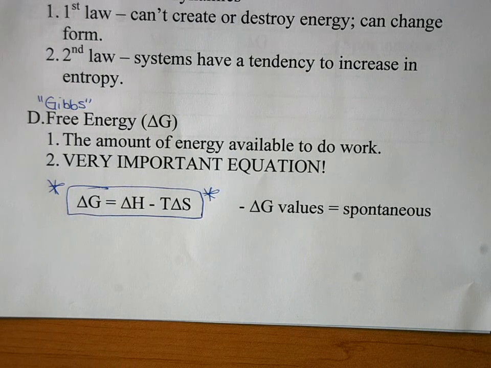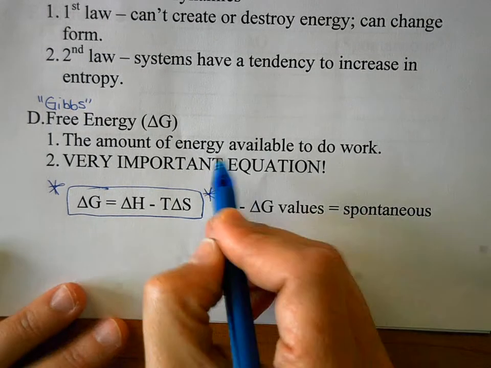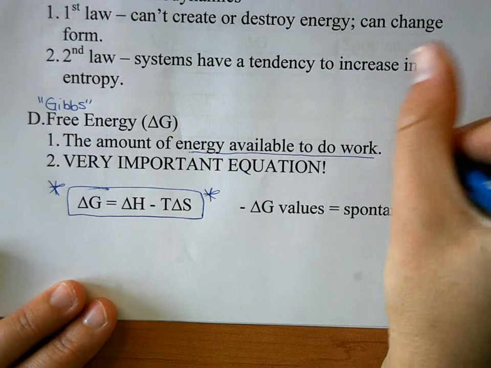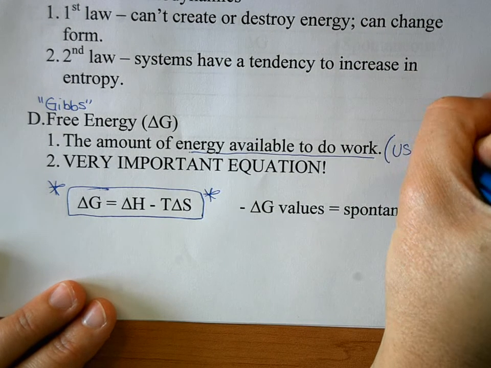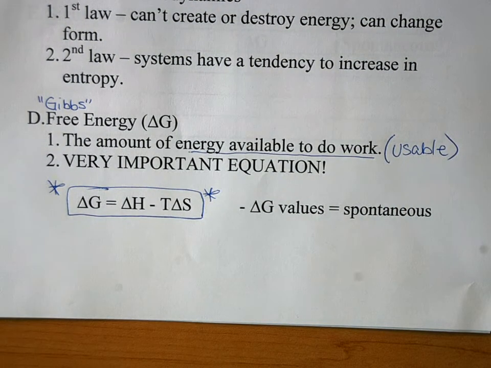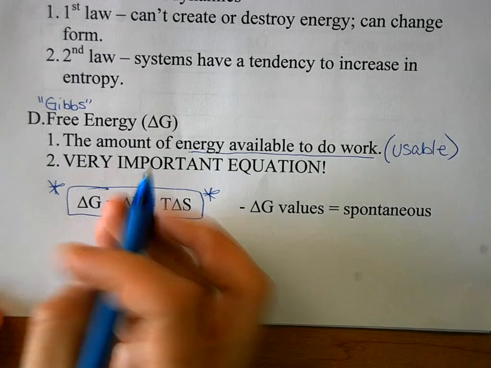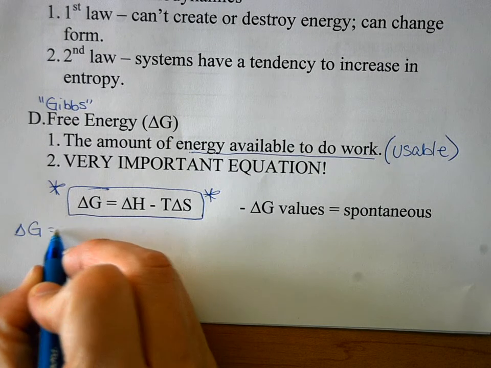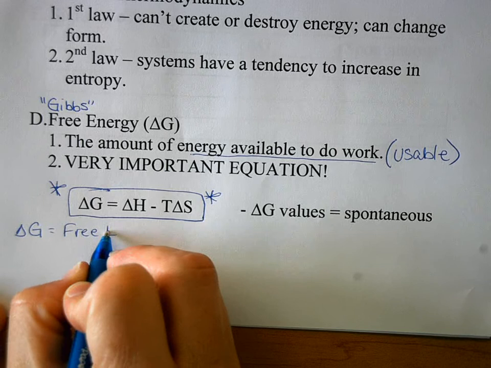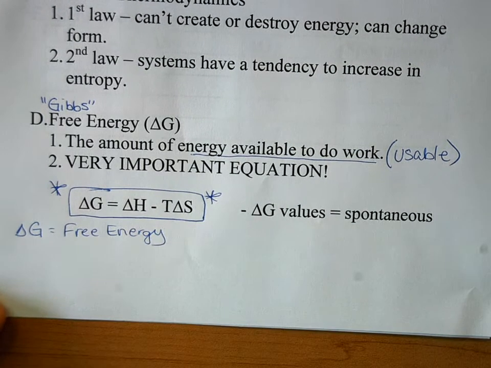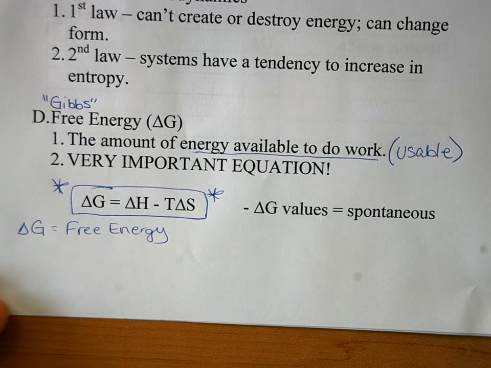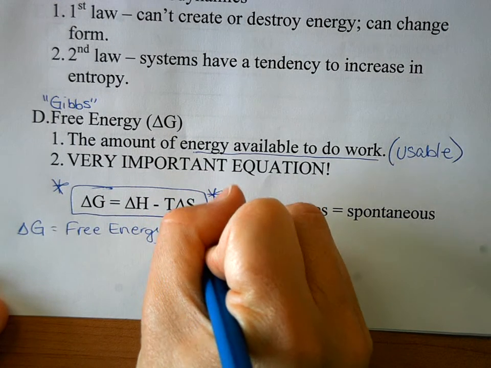Okay, so we've got delta H, delta S. Now we have delta G, which is this Gibbs free energy. Gibbs free energy is the amount of energy available to do work, which means basically how much of that energy is usable. Okay? And this equation relates all three of those things together. So I've got my Gibbs free energy. Well, here, let's list these out. Delta G is my free energy, energy that can be used. That is usually given in kilojoules per mole.